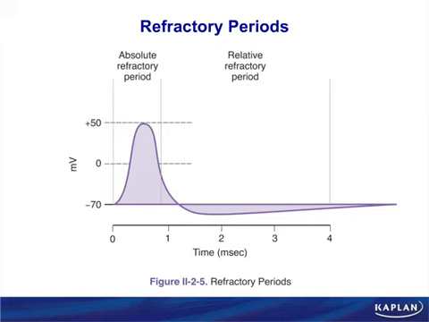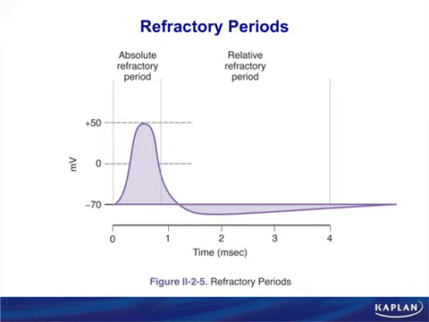Now, let's increase the absolute refractory period to 10 milliseconds. If I can only get an action potential every 10 milliseconds, then that means the maximum frequency is 100 per second.